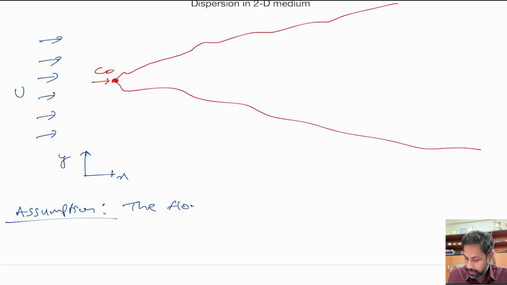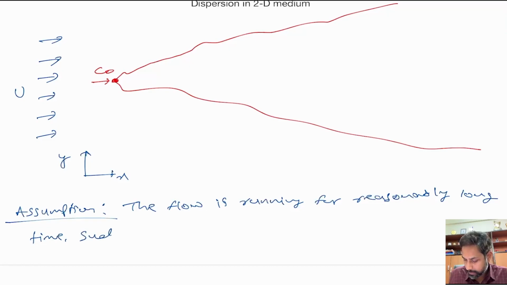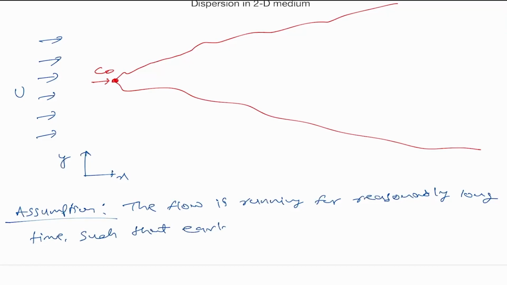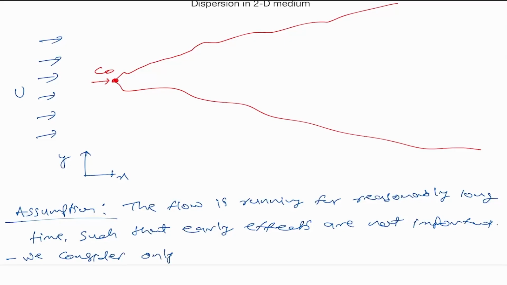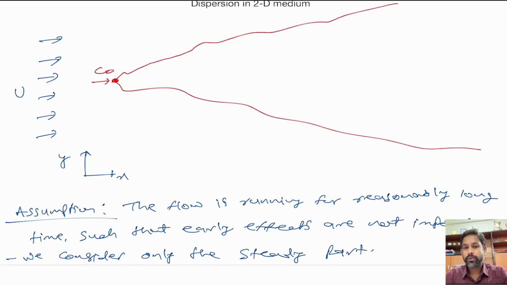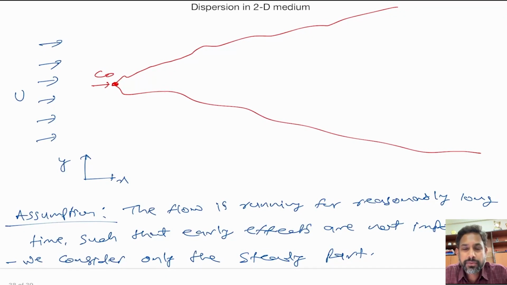The flow is running for a reasonably long time such that early effects are not important. Okay, and we consider only the steady part. Okay, so we are basically neglecting the unsteady part or transient effects of this mixing.